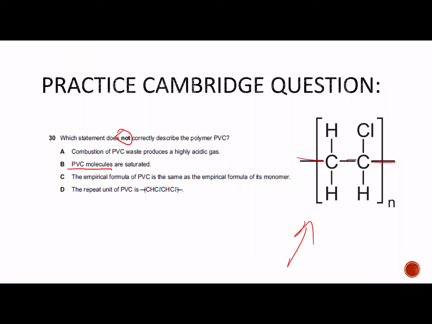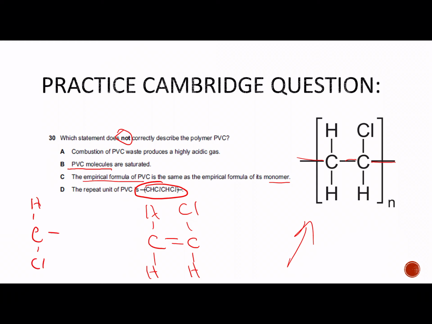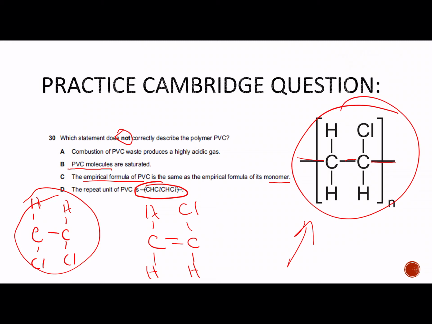The empirical formula is the same between the monomer and the polymer, that's true. The monomer is this. That is the same ratio of carbons, hydrogens, and chlorines, so the empirical formulas would be the same anyways. And so the repeat unit for this, CHCl, CHCl, is this the same as that? Nope, so the answer is D.